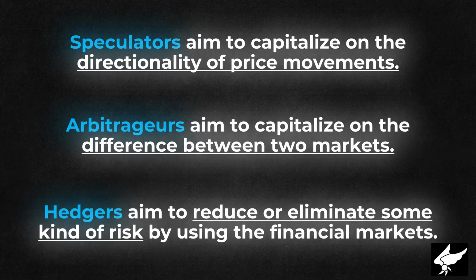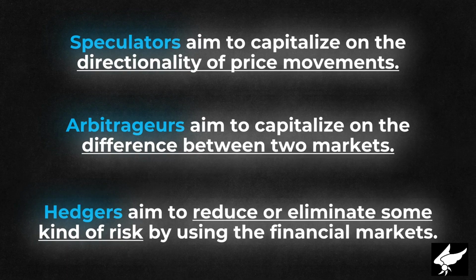Speculators want to capitalize on the directionality of price movements, meaning buying low and selling high. If the market was made only of speculators, the order book would be less misleading, although the manipulative tactics we just saw would still be a problem.